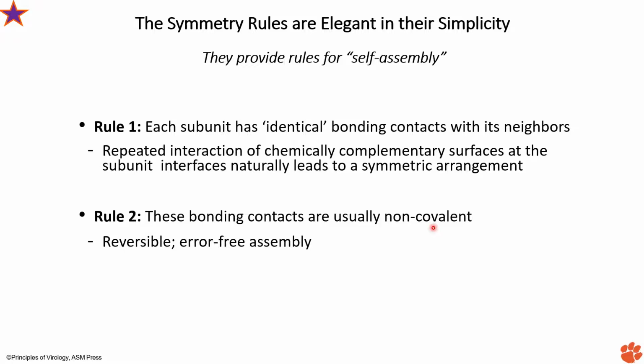That can be reversible. With a covalent bond, you have to digest it or chemically split that bond. You cannot reverse that process. So that's the important one. And again, remember that although rule 1, each subunit has an identical bonding contact with its neighbor, is true for all practical purposes here, when we have the quasi-equivalence theory in larger and larger virus particles, we actually violate that as well. So that's another important thing.